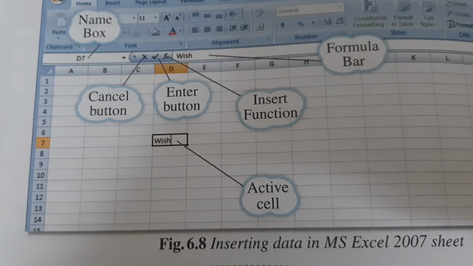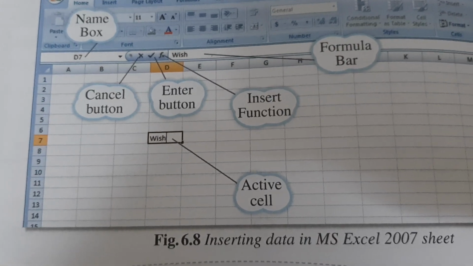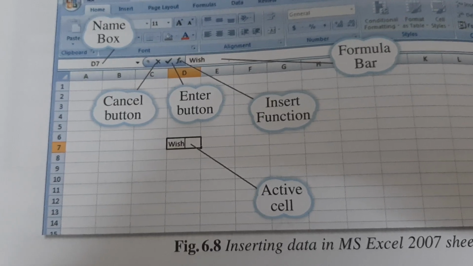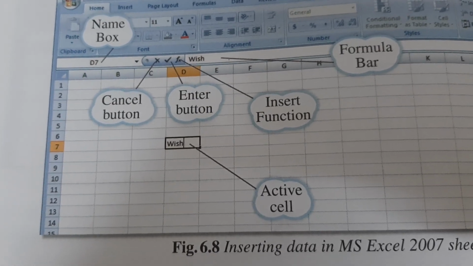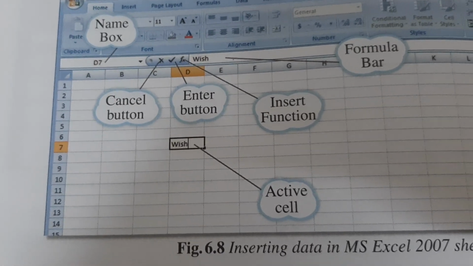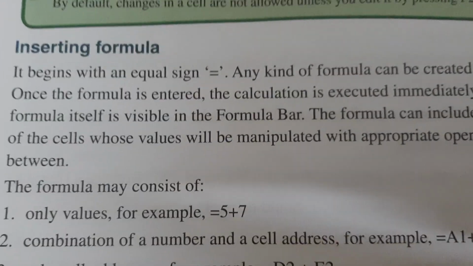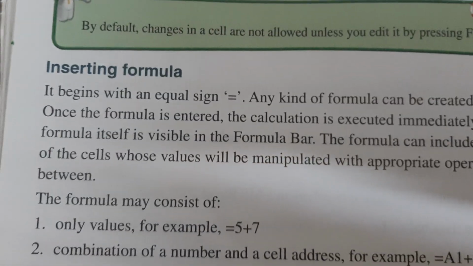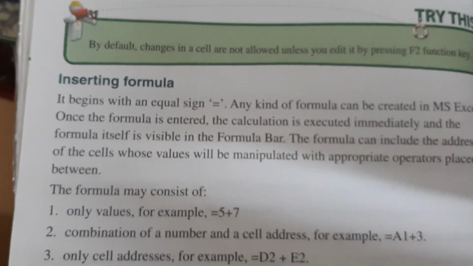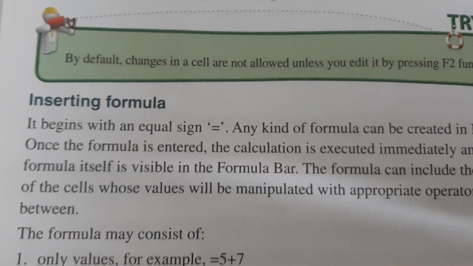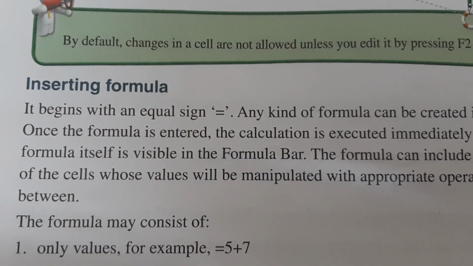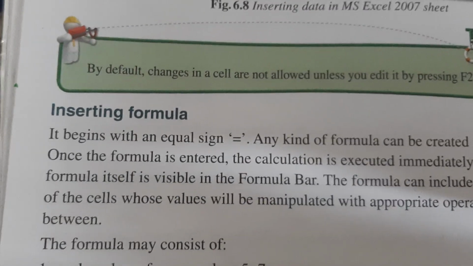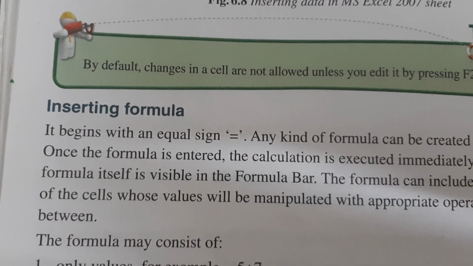In figure 6.8, inserting data in MS Excel, we have the cancel button, enter button, function, formula bar and active cell. Next we have inserting formula. It begins with an equal sign. Any kind of formula can be created in MS Excel. Once the formula is entered, the calculation is executed immediately and the formula itself is visible in the formula bar.